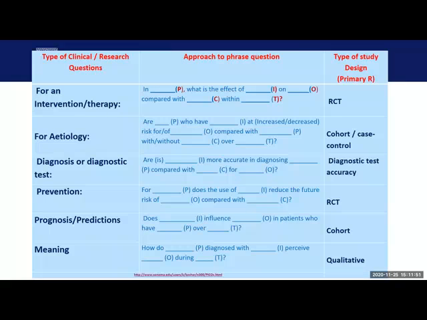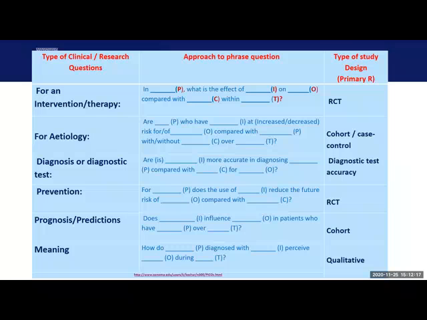For example, for an effectiveness study or intervention treatment: in patients, what is the effect of the intervention on the outcomes compared with the comparison within this time period, etc. So you can phrase it whichever way you want to. Now look at the question that I've asked you to look for and see where you can fit it in. What kind of question are you asking?